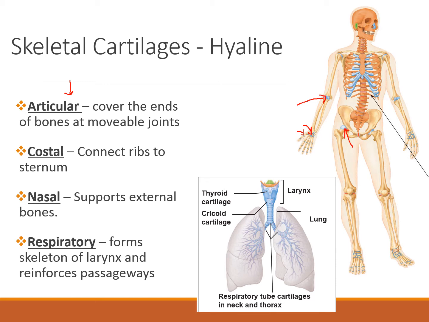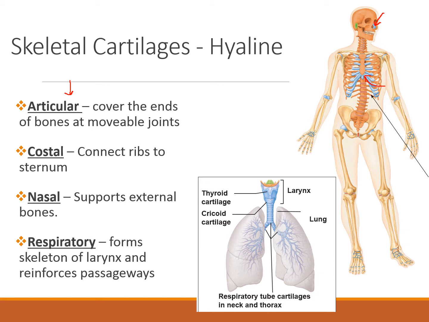The second type of cartilage is called a costal cartilage. Anytime you see the word costal, you should automatically think ribs. So the costal cartilages connect the ribs here to the sternum. Third type of hyaline cartilage is the nasal cartilage. It helps to support the external bones of your nose and helps to form the nasal canals.